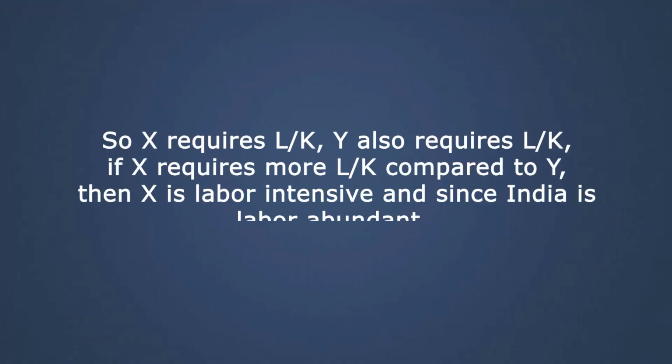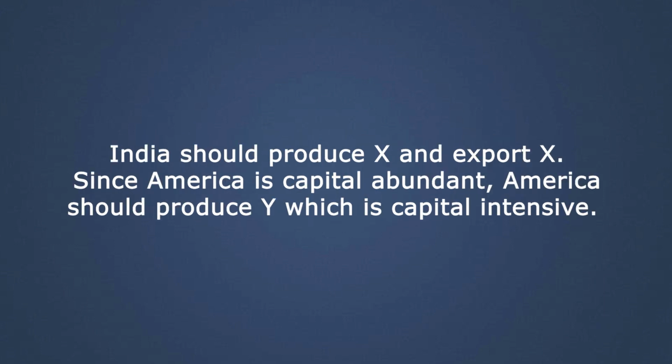The other comparison is between two goods. So X requires L by K, Y also requires L by K. If X requires more L by K compared to Y, then X is labor intensive. And since India is labor abundant, India should produce X and export X. And since America is capital abundant, America should produce Y, which is capital intensive. So this is the idea of Heckscher-Ohlin theory of trade. Essentially, this is called the Heckscher-Ohlin-Samuelson-Vanek theory of trade.